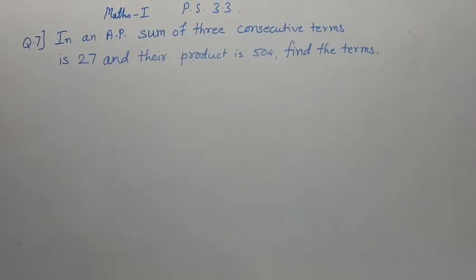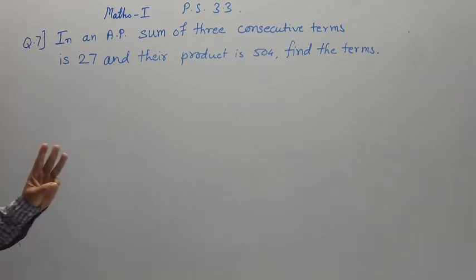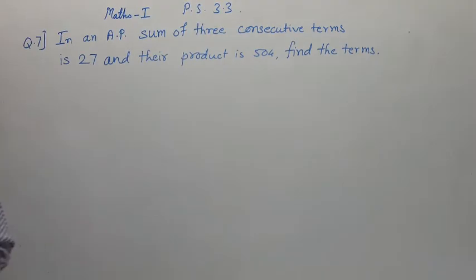It is given that the sum of 3 consecutive terms of an AP is 27 and their product is 504. Find the terms. Whenever 3 terms are in AP, we have to assume them as a minus d, a, a plus d. Remember, here a does not mean the first term. Here one term is before a and one after a, with the common difference d.